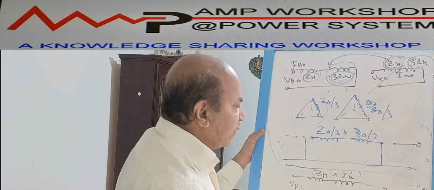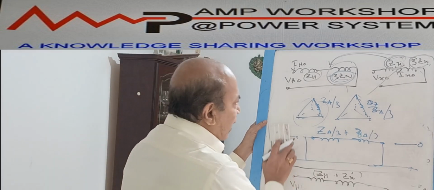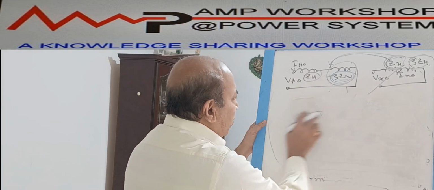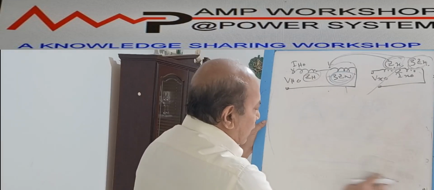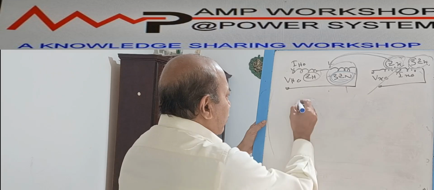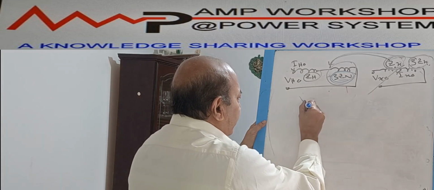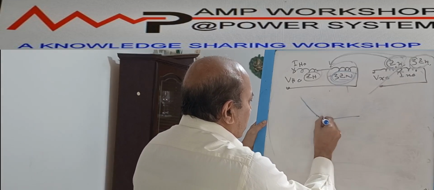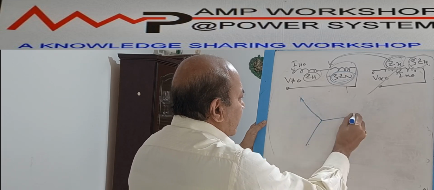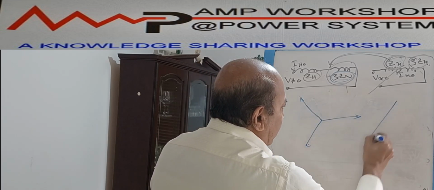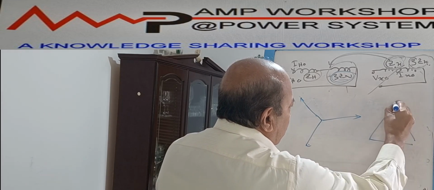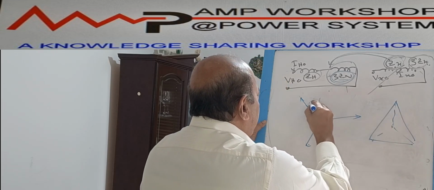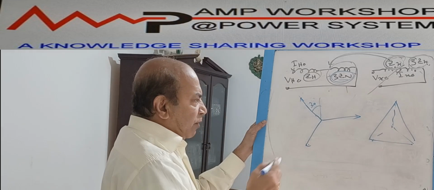Now in case of star-delta transformer, this will be slightly different, because when a star-delta transformer is connected, there will be a phase shift between these two. Suppose this is a star winding and the corresponding delta winding is like this. So if you draw this thing, then automatically there will be a phase shift of 30 degrees. That is for the positive sequence.